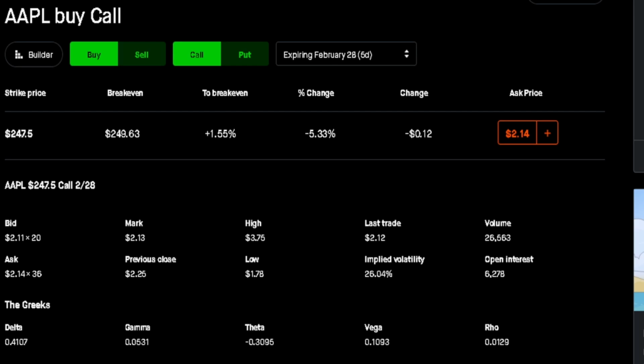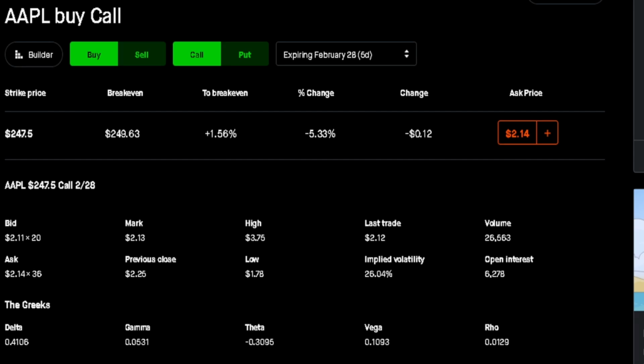So with options, there are two options that you can do. Well, technically four. You have calls and puts, which are the two that you can do, but you can buy or sell calls or puts. So you have four options, but only two subsets. And it all depends on what you're looking to do.